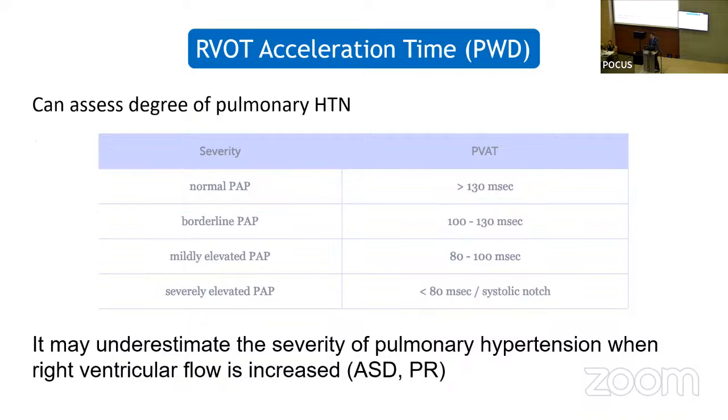And also, you can measure or estimate the pulmonary artery pressure using the acceleration time by looking at the time itself and then quantifying or semi-quantifying pulmonary artery pressure from mildly elevated to moderately elevated to severely elevated.